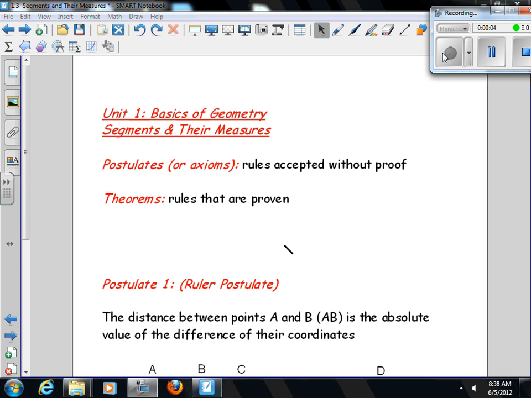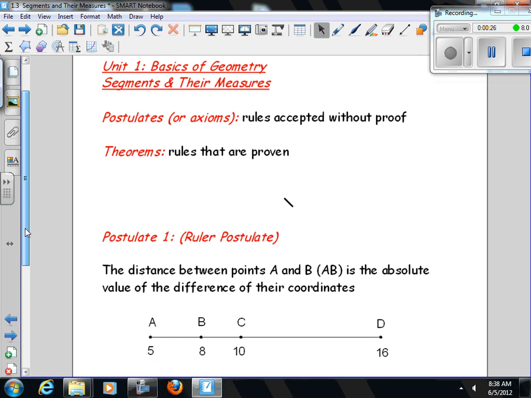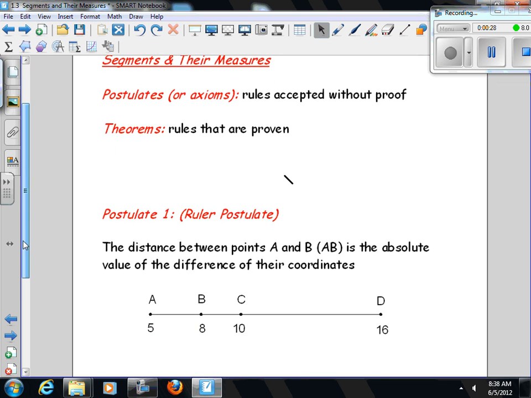Today we're going to continue with the basics of geometry, and we're focusing on segments and their measures. Your first vocabulary word: postulates or axioms. These are rules that are accepted without proof. Another vocabulary word for today, theorems. Theorems are rules that are proven. So in geometry, we're going to be talking about postulates and theorems.